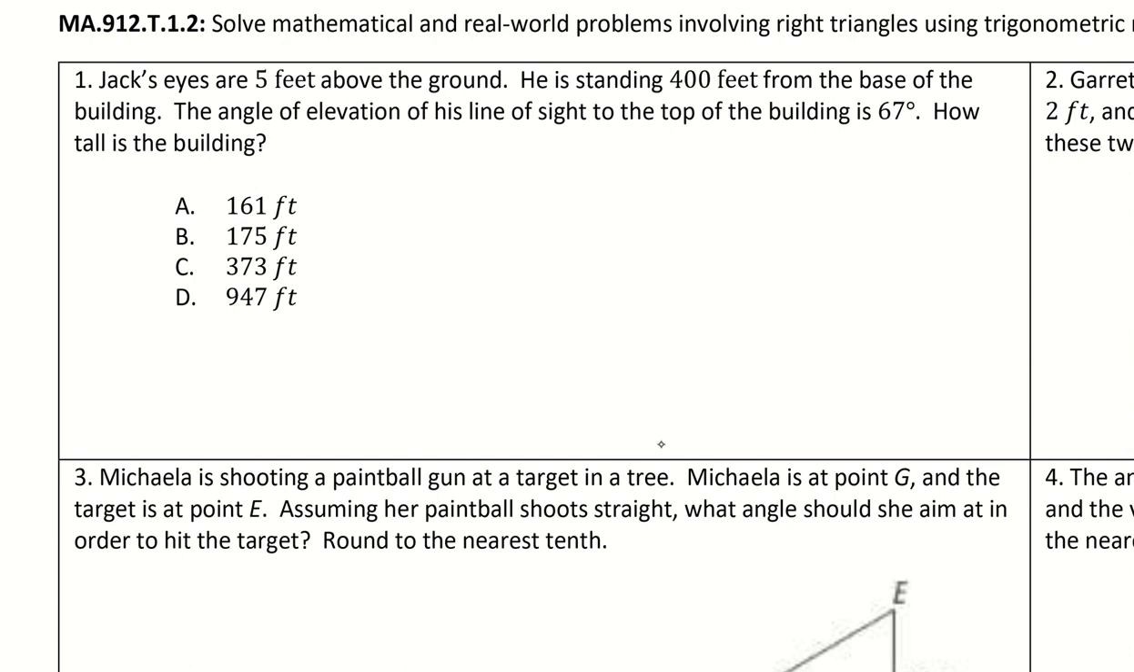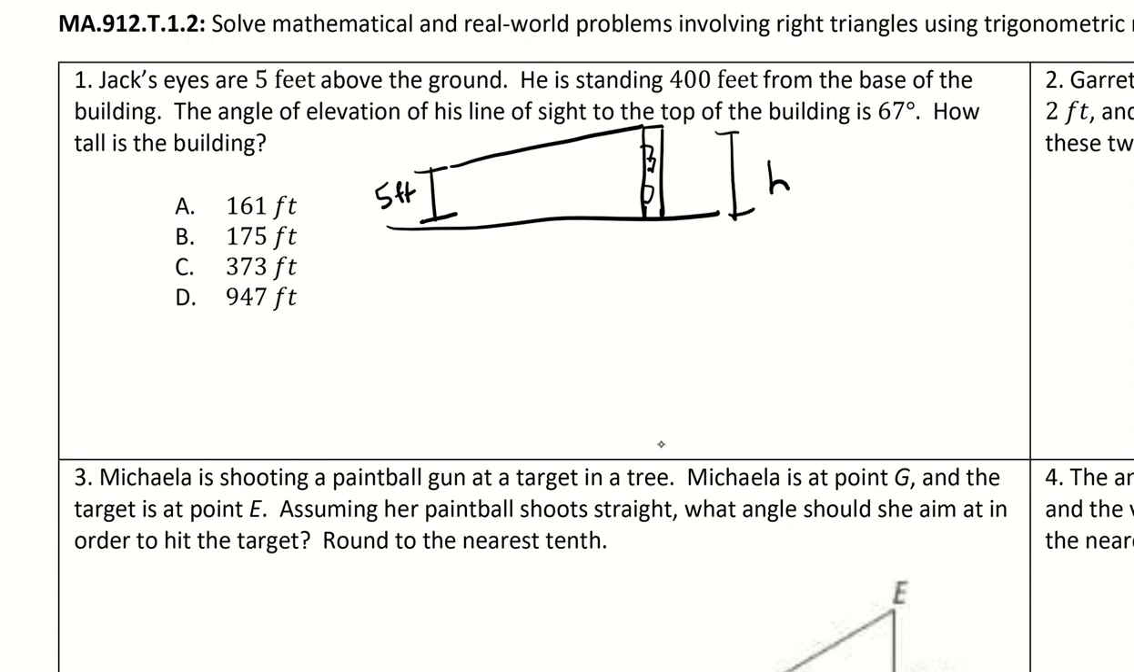All right, so Jack's eyes are 5 feet above the ground. So this is essentially his height. So 5 feet. He's looking up at a building, and the building has a height of h, right? Actually, let's draw the building. So I'm going to draw the building here. Let's say that's the building, and the height of the building is h, and his height is 5.